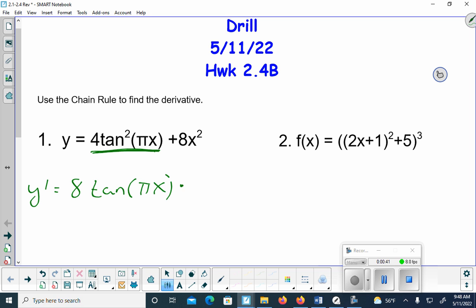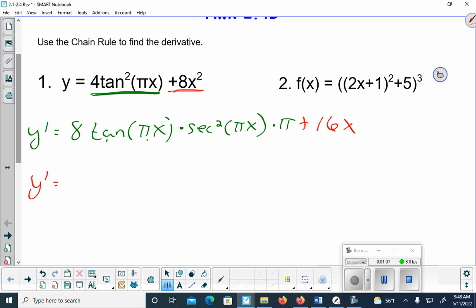Now the next outermost function I have is a tangent, so I take the derivative of tangent, which is secant squared, and I leave that pi x alone. And then I take the derivative of the pi x, which is just pi. Now going to take the derivative of the second term of this plus 8x squared, that's going to be 16x. And I would probably, at the very least, maybe bring that pi up in front so I don't forget it. And then tangent pi x secant squared pi x plus 16x.